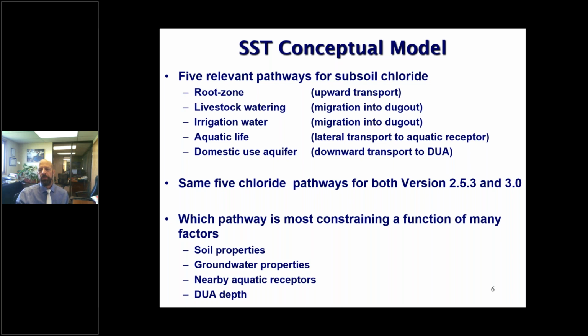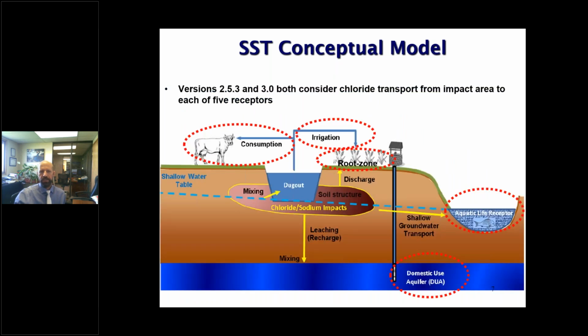So these 5 pathways are the same for both version 2.5.3 and version 3. So it's just differences in how the 5 pathways are handled for chloride that makes a big difference. And site by site, the pathway that constrains the most can't really be predicted. It's a function of many factors like soil properties and groundwater properties, nearby receptors like aquatic life and the DUA. So it really is a very site-specific approach, which you would expect for anything Tier 2 related.